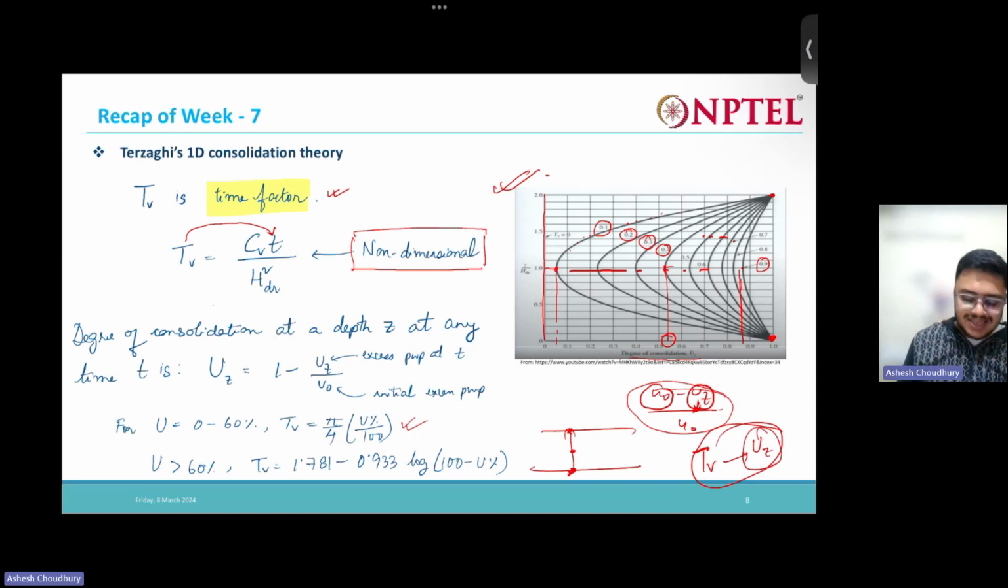So using all these relations and keeping all these factors in mind, we will be solving some problems today, and we will see how actually these things come into play.